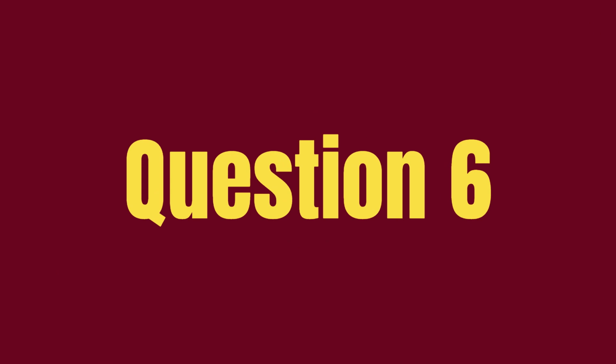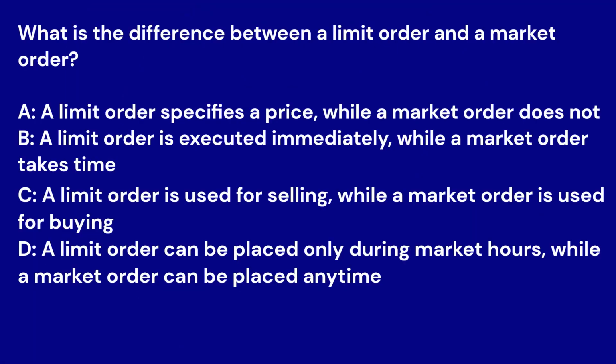Let's proceed to question number 6. What is the difference between a limit order and a market order? Option A. A limit order specifies a price, while a market order does not. Option B. A limit order is executed immediately, while a market order takes time. Option C. A limit order is used for selling, while a market order is used for buying. Option D. A limit order can be placed only during market hours, while a market order can be placed anytime.